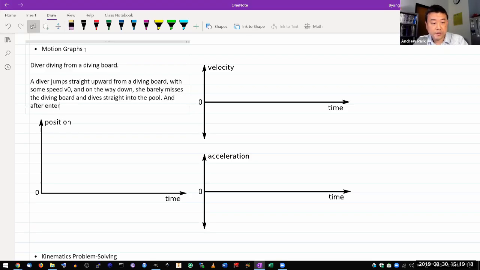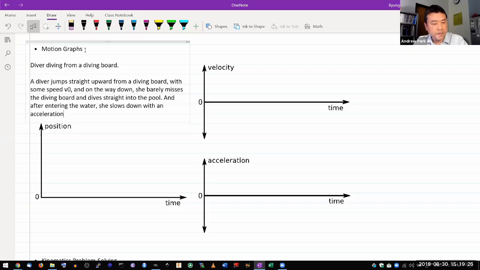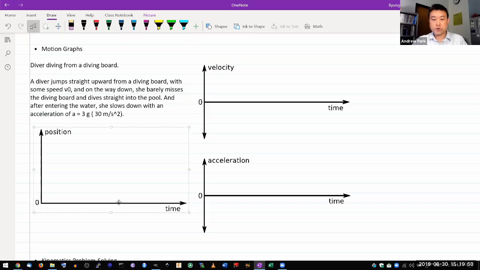After entering the water, she slows down with an acceleration. Let me make up some number of a equals 3g, or that would be approximately 30 meters per second squared. So that's the scenario, and I want to show you how you would sketch something like that on a motion graph if you had to.